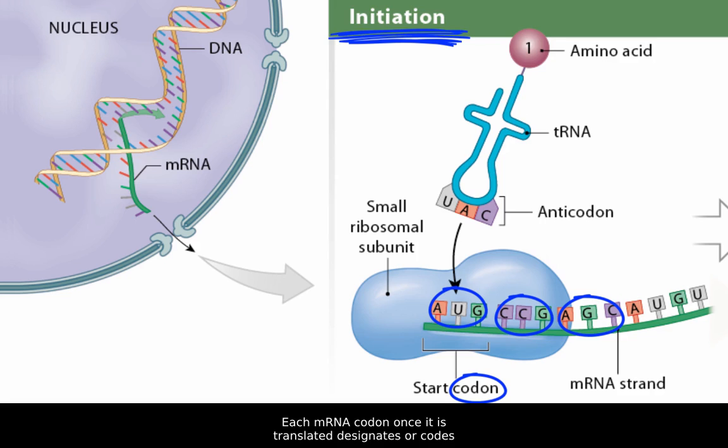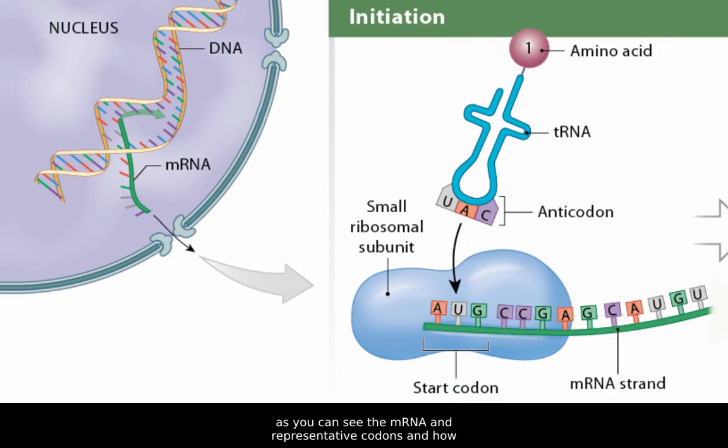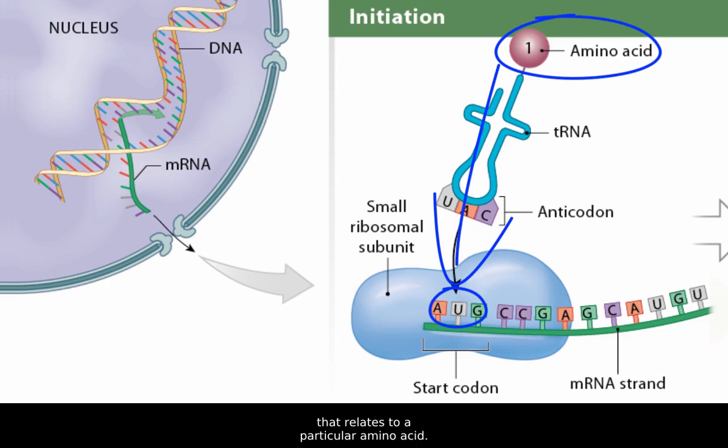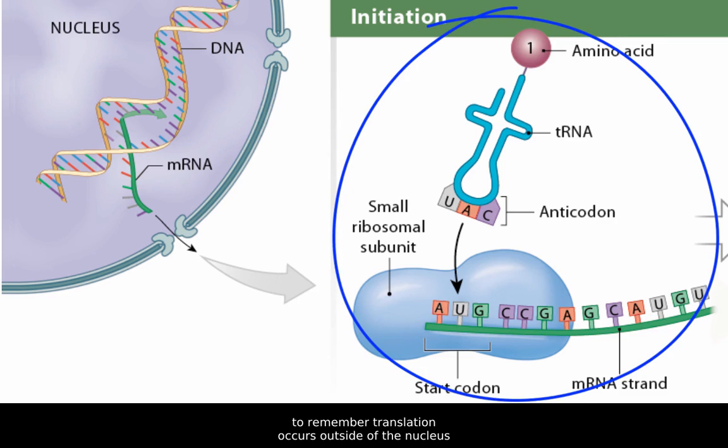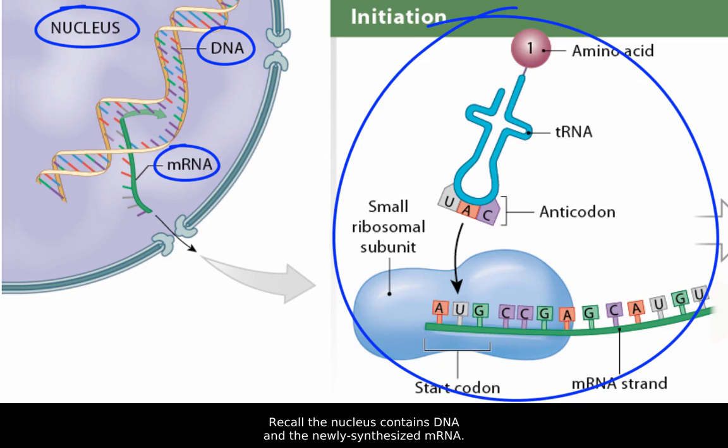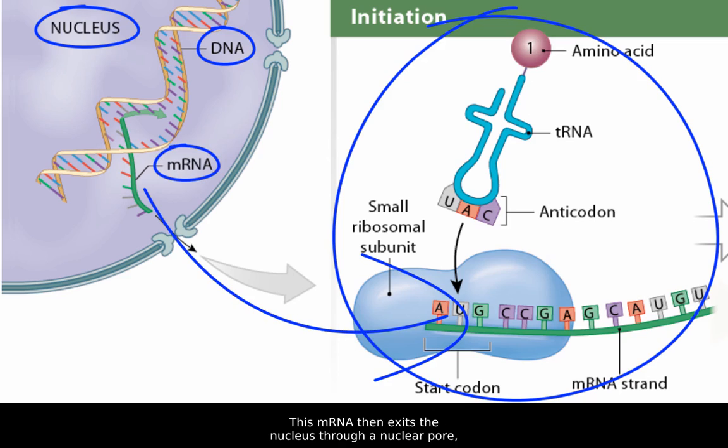Each mRNA codon, once it is translated, designates or codes for a specific amino acid that will be inserted into the growing polypeptide chain. All of this is shown nicely in this particular image, as you can see the mRNA and representative codons and how that relates to a particular amino acid. Again, it's important to remember translation occurs outside of the nucleus, in the cell cytoplasm. Recall, the nucleus contains DNA and the newly synthesized mRNA. This mRNA then exits the nucleus through a nuclear pore, which is represented here in the image.